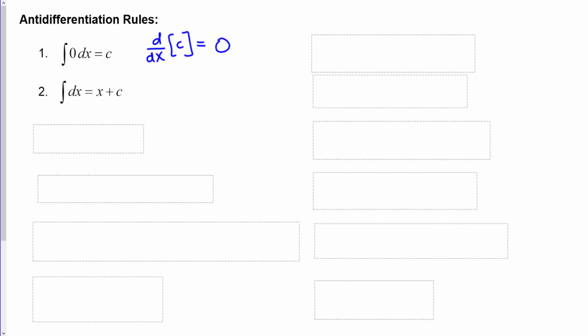Next up, the antiderivative of dx is equal to x plus c. Again, you can show this through differentiation. The derivative of x plus c is going to be the derivative of x, which we know is just 1, and the derivative of the constant c is 0. So we end up with the constant 1. And that's what's sitting right here inside the integral.